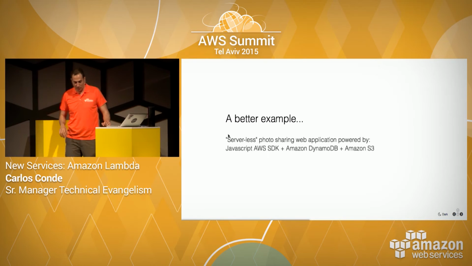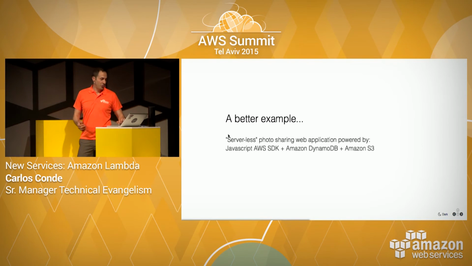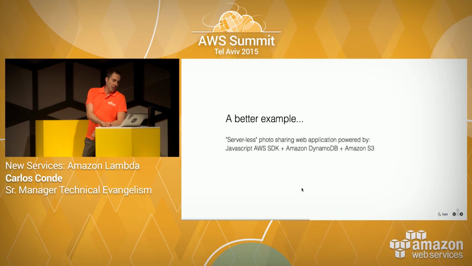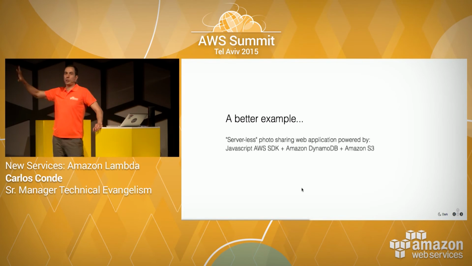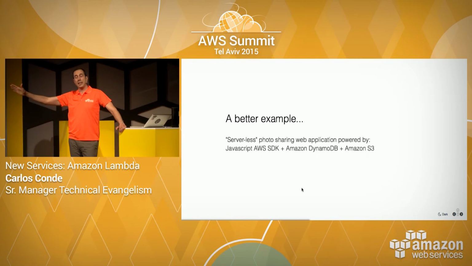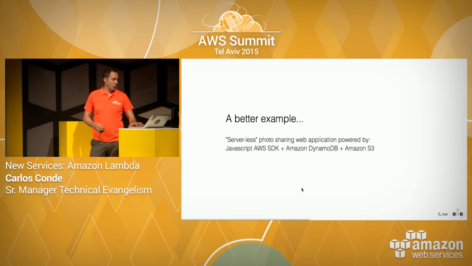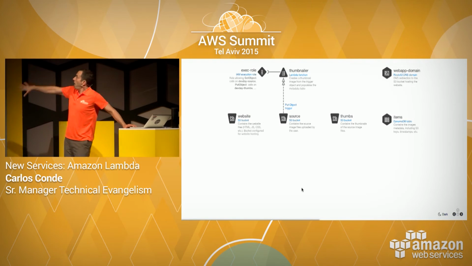Okay, a better example, because this was just creating a thumbnail. So let's see, for example, a photo sharing application that works without any EC2 instance, because that's the exciting thing that Lambda allows you, is to create serverless infrastructures. So this is the high-level architecture.